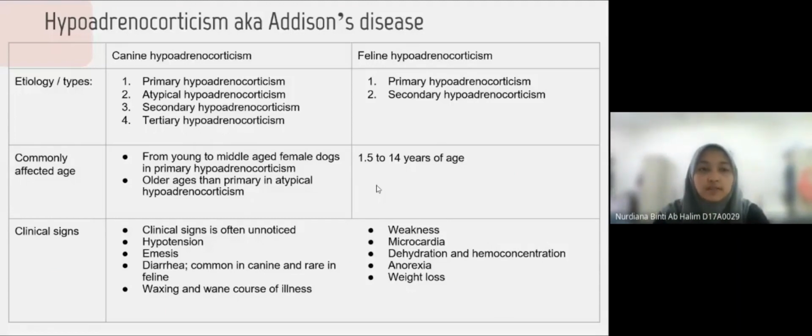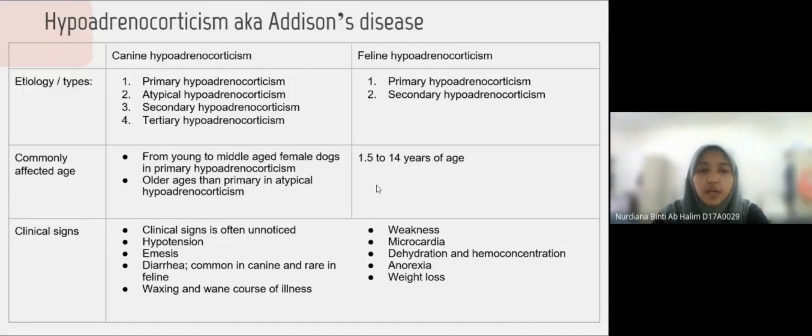Now I will present about hypoadrenocorticism or Addison's disease. It is a deficiency in adrenocortical hormones. Canine hypoadrenocorticism is divided into primary, atypical, secondary, and also tertiary, while feline hypoadrenocorticism, which rarely occurs, is divided into primary and secondary.